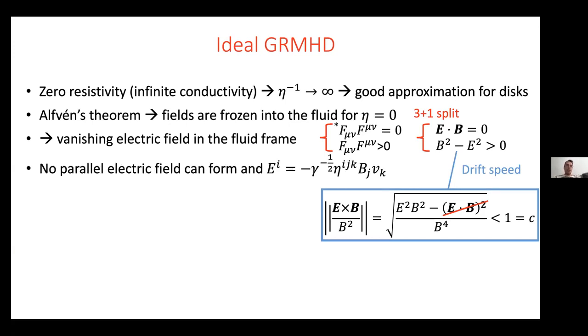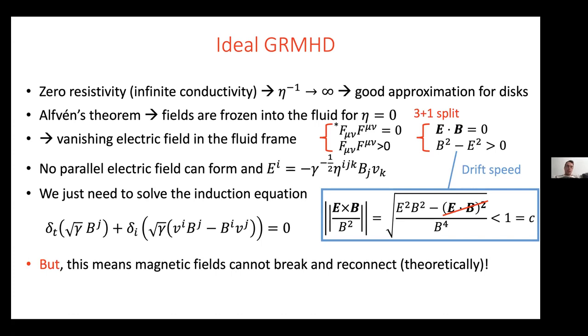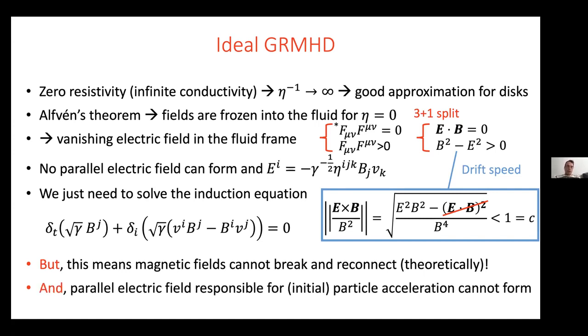As I said, this means that no parallel electric field can form, and we can simply say that E is minus V cross B. If we plug that into the equations, we just need to solve the induction equation on top of Euler's equations. This simplifies our set of equations, but it also means that in theory, magnetic field cannot break and reconnect. It can, of course, due to numerical resistivity in our simulations, but in theory, it should not. It also means that the parallel electric field that is responsible for at least the initial kick of particle acceleration cannot form.